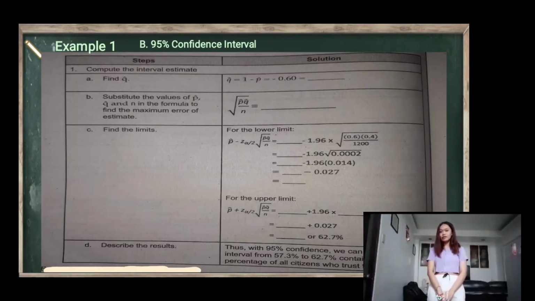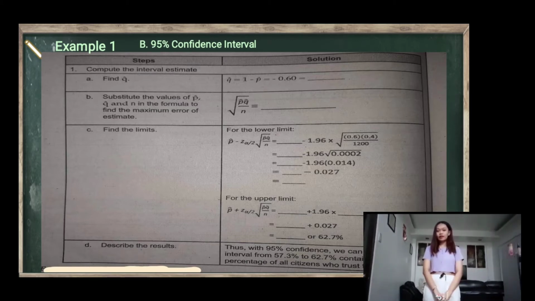95% confidence interval. A. Find the q bar. The solution is q bar is equal to 1 minus p bar, which is equal to 0.60. B. Substitute the values of p bar, q bar, and n in the formula to find the maximum error of estimate. The solution is the square root of p bar q bar all over n.